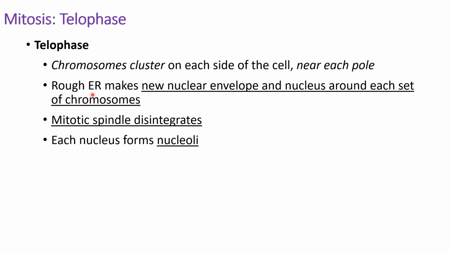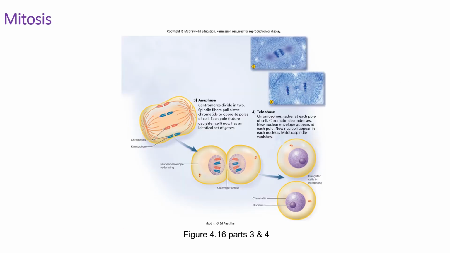What does that? The rough ER. The rough ER is going to be responsible for creating the constituents of the nuclear envelope. So once we have our nuclear envelope formed, then we pretty much have a nucleus. And this is going to envelop each set of genetic material. We don't need the mitotic spindle anymore, so that will start to disintegrate. You will also see the development of nucleoli within each nucleus.